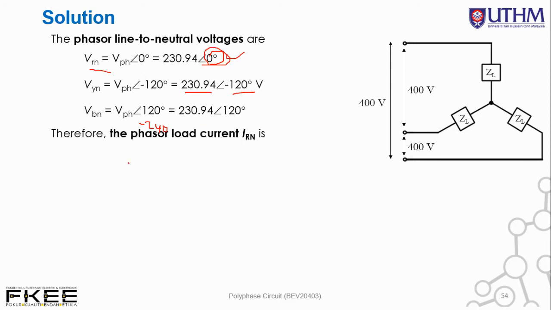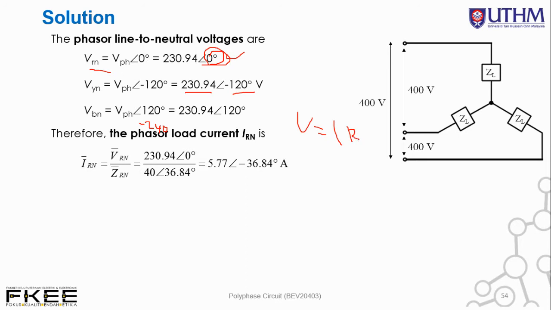Okay. Then therefore the phase load current IRN is, according to Ohm's law, V equal to IR. So rearrange the equation in terms of I, and then we get IRN equal to VRN over ZRN. So again, substitute the value of VRN we just calculated, and also the value of Z, the impedance, so you may obtain 5.77 with the angle of minus 36.87 degrees. So this is for the I.